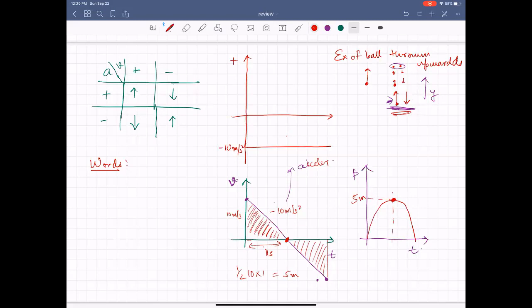Okay, I think so. Does anyone have any particular questions about these relations between the different graphs?